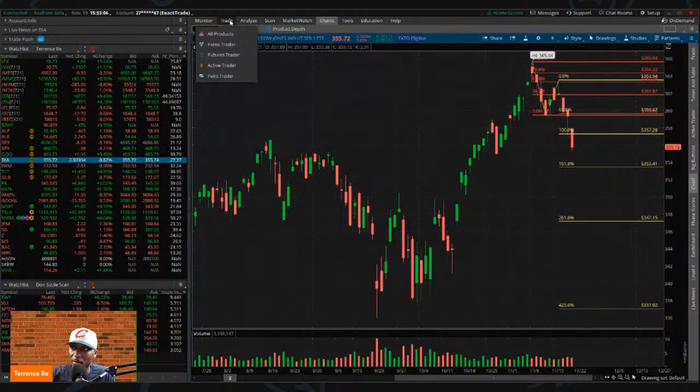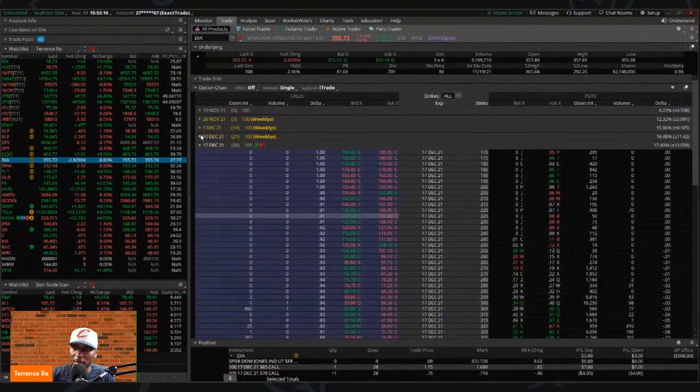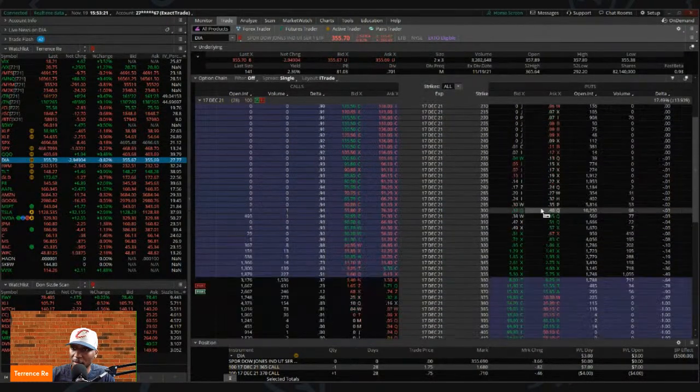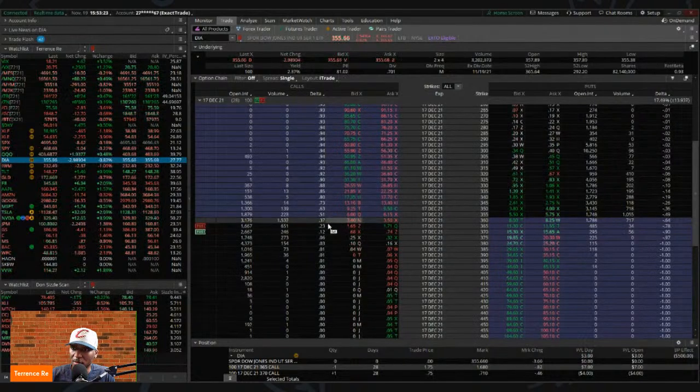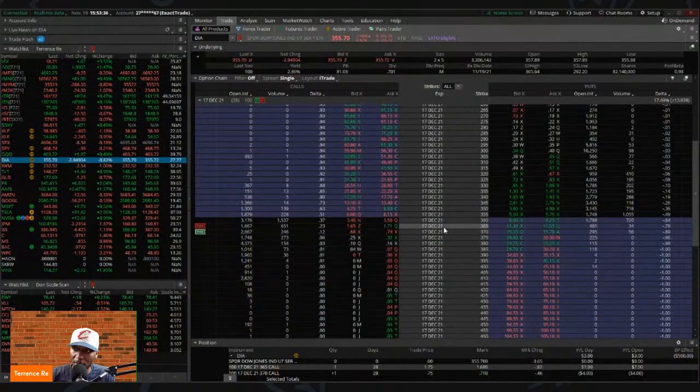If you come over here to the trade tab, I'm going to look at the 28-day. I went to the monthly of the 28 days. And you can see right here, I sold the 23 delta and bought the 12 delta. Basically sold the 365 strike, bought the 370. It's $5 wide. I collected $1, right?